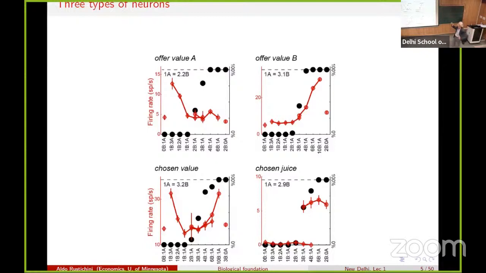Okay? So please take this as given. It's a regularity. You pick a neuron out of this ventromedial prefrontal cortex, it's going to be either this type or this type or this type or this type. Why? We don't know for the moment.